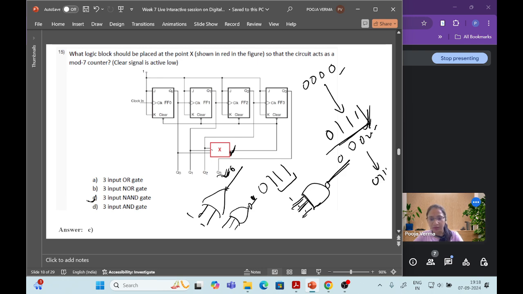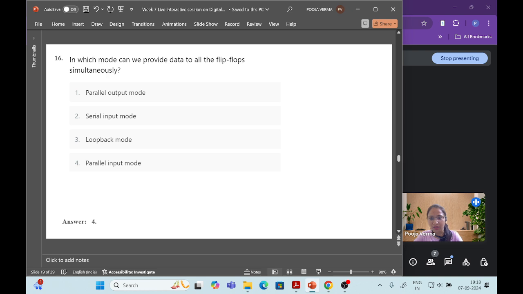Okay. So moving to the next question. In which mode can we provide data to all the flip-flops simultaneously? Option 1 is parallel output mode, option 2 is serial input mode, option 3 is loop back mode, or option 4 is parallel input mode. So in which mode can we provide data to all flip-flops simultaneously?